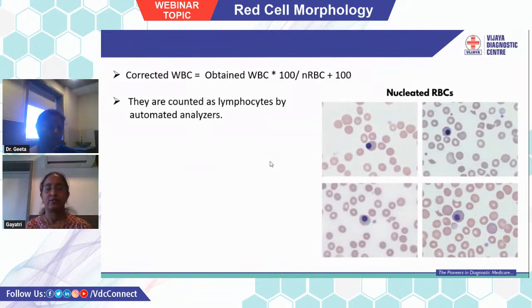Corrected WBC count has to be done, which is obtained by the formula: observed WBC multiplied by 100, divided by the number of NRBCs plus 100. These are usually counted as lymphocytes by the automated analyzer.